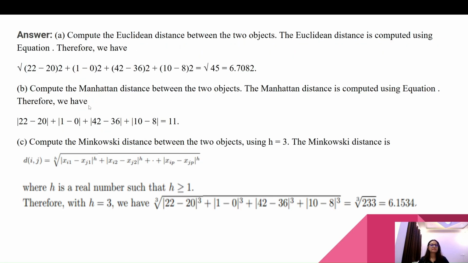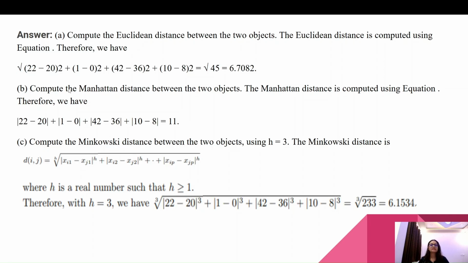Answer: A. Compute the Euclidean distance between the two objects. The Euclidean distance is computed using the equation. Therefore, we have root of (22 minus 20) whole square plus (1 minus 0) whole square plus (42 minus 36) whole square plus (10 minus 8) whole square equals root 45 equals 6.7082.